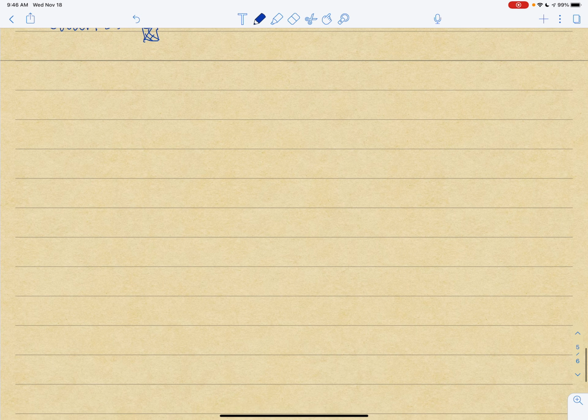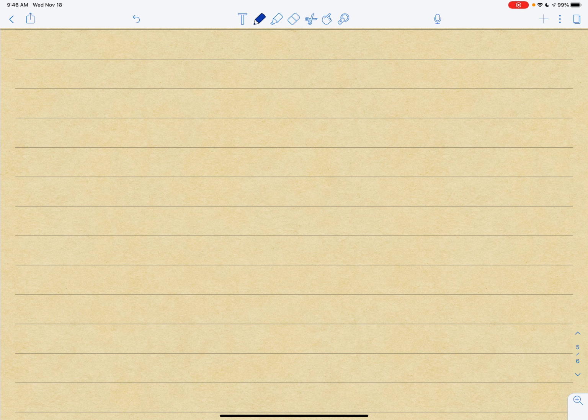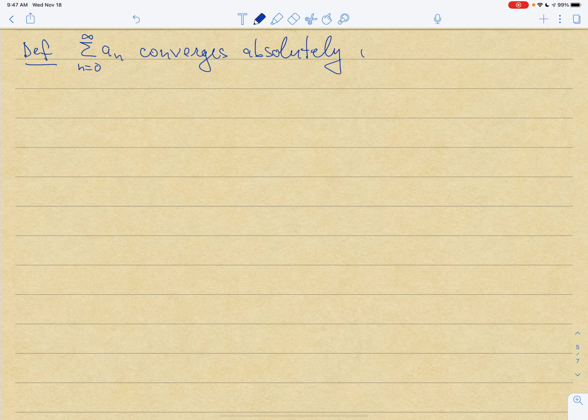One immediate consequence of this comparison theorem is going to be the following. So, first of all, I'm going to give the following definition. We're going to say that the series of An converges absolutely if the series of absolute values of An converges.